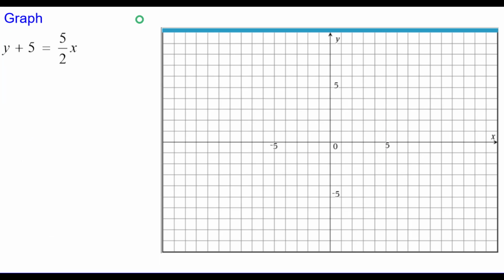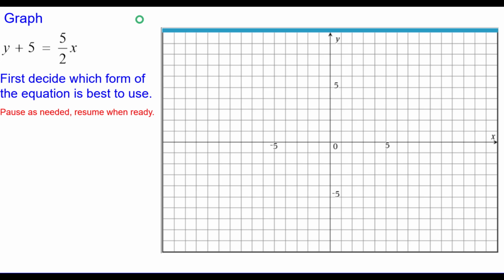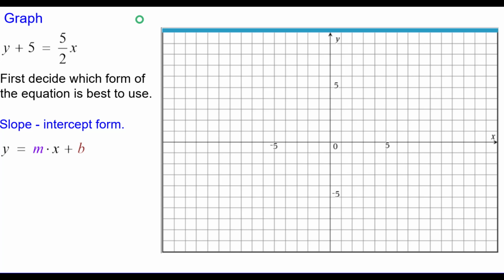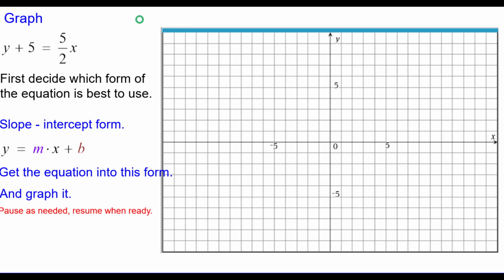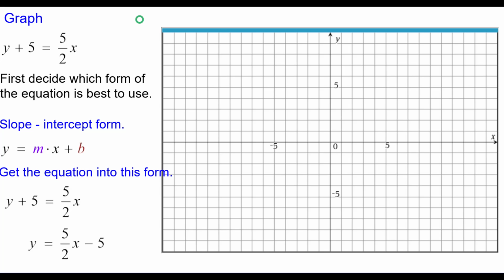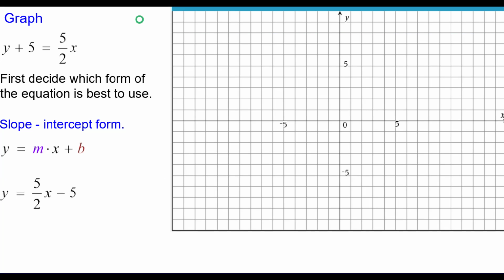Next example, y plus 5 equals 5/2 x. Decide which form of the equation is best to use. Pause to do so. Resume when you're ready. We decided slope-intercept form was best, y equals m times x plus b. We need to get the equation into this form and graph it. Pause as needed. Resume when you're ready. So I'm going to subtract 5 from both sides, and that's already it. That's our equation in slope-intercept form.